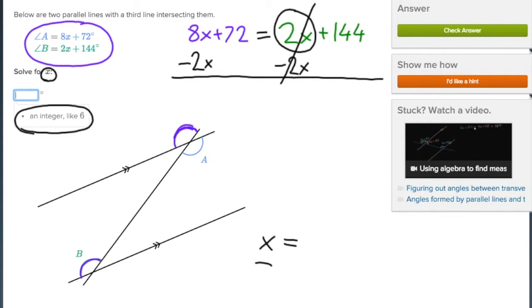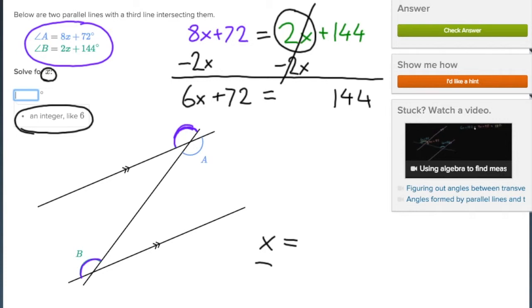We're going to bring this positive 144 down because we did nothing to that. We're going to bring the 72 down because we did nothing to that either. That's a positive 72, of course. And we have 8x minus 2x, so that becomes 6x. So we're left with 6x on the left-hand side, no x's on the right-hand side, and we still have integers on both sides. So we now need to deal with those integers on both sides.